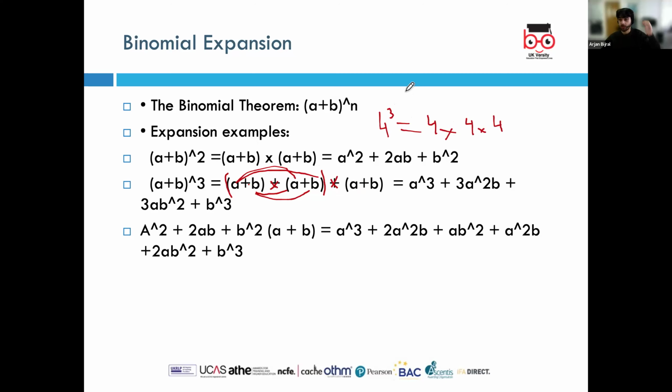Right. 4 cubed is 4 times 4 times 4, right? 16. It's not 16, sorry. 64. But it's 4 times itself 3 times. So if we were going to do 4 times 4 times 4, I don't know what that is quickly, so I would do 4 times 4, that's 16. And then 16 times by 4 is 64. Does that make sense?